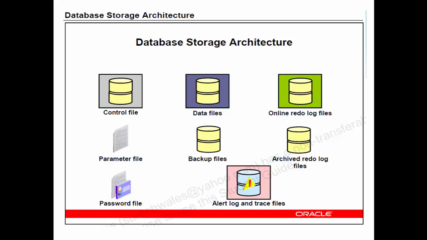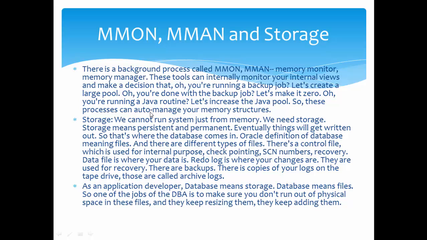So if you look at the diagram, database storage architecture. You have different physical files: control files, data files, online redo log files, parameter file, backup files, archive log, redo log files, password file, and there's also alert log, trace files, which will alert you.